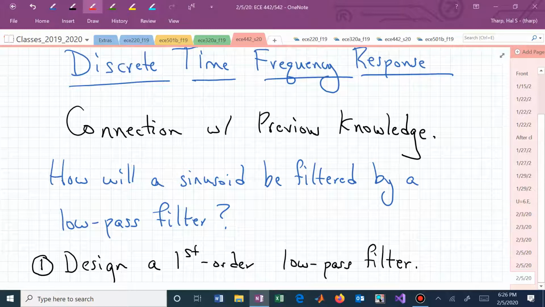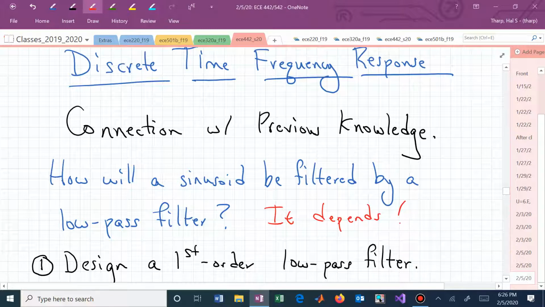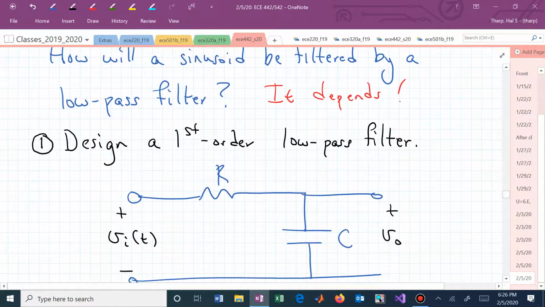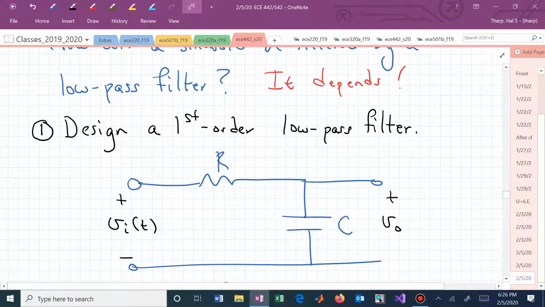Now we're going to talk about a first order low pass, and that's not going to be as clean as an ideal low pass filter. But may I just abbreviate that response and say it depends? It depends on the frequency of your input sinusoid and the cutoff frequency of your low-pass filter. That's why it depends. When somebody says, how will a sinusoid be filtered? I don't know. Depends on your filter cutoff frequency and the sinusoid you're exciting your filter with.